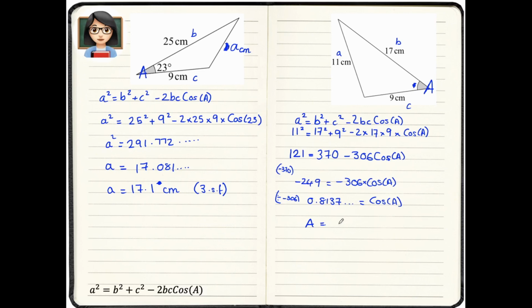So what I'm going to do is inverse cos of that. So I'll do inverse cos of answer, that's shift cos answer, and then press equals, and then I can write down a nice accurate angle for A. So the angle we're looking for is 35.5. This one is measured in degrees, so I can put degrees there. And that is the 3 significant figures.